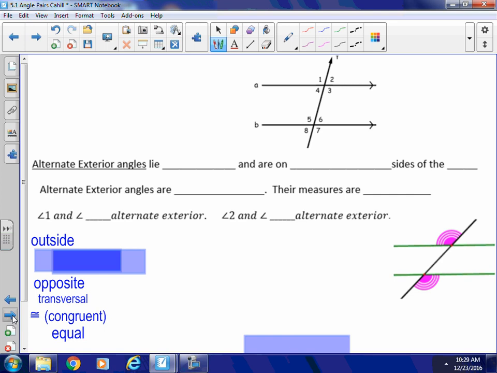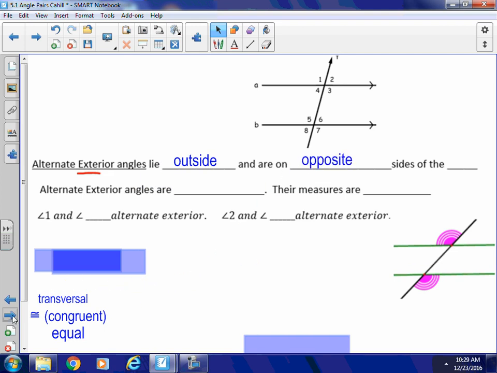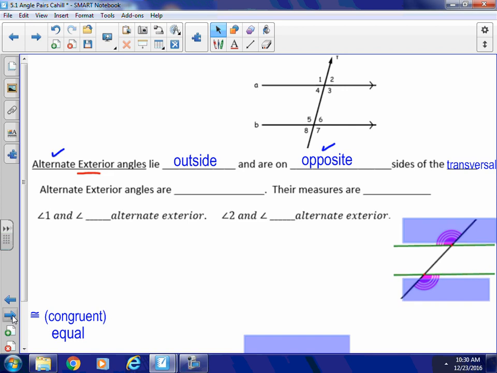Now let's talk about alternate exterior. Well, like the name says, exterior, you know what that means. They're outside. And they are on, again, opposite sides of the transversal. Alternate means opposite. So we would call opposite and alternate synonyms. So if they're on the outside, I could highlight them. See over here, I'll highlight my outside angles. And they're on opposite sides of the transversal.